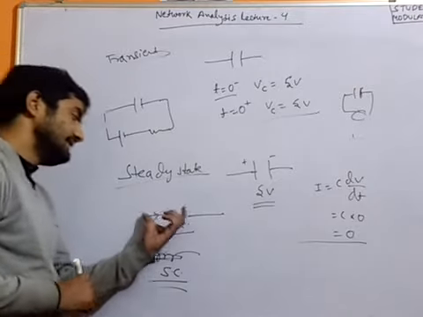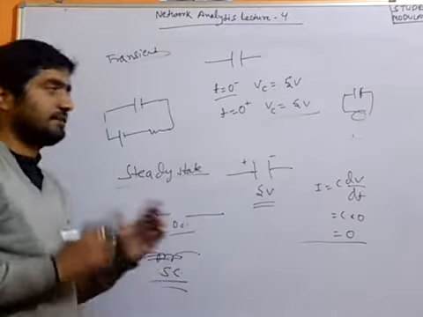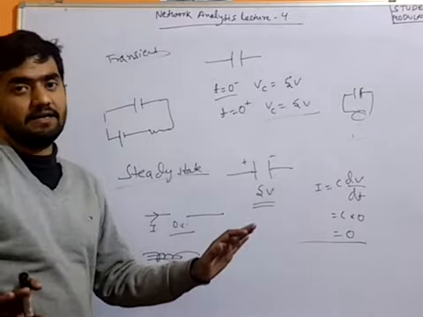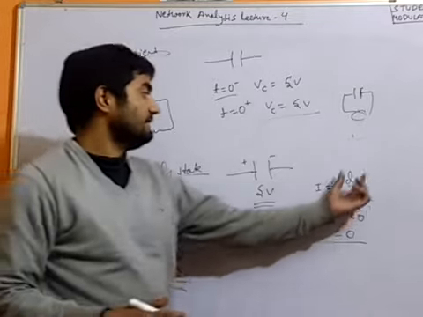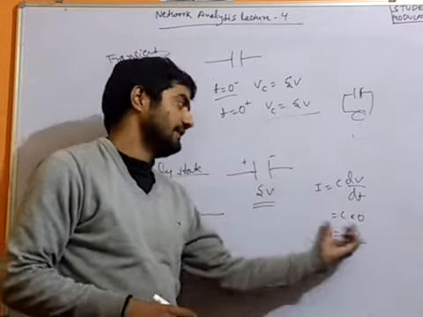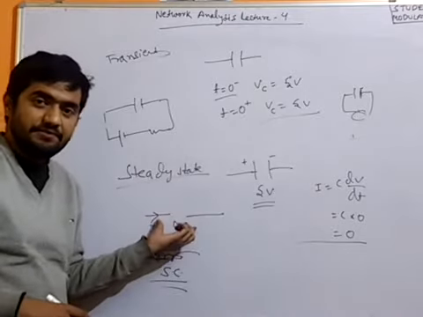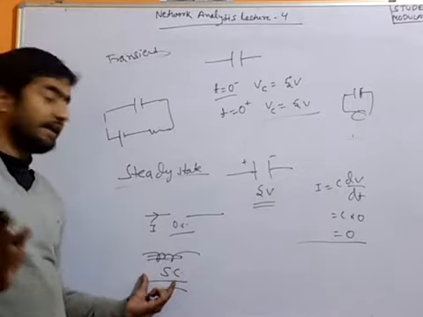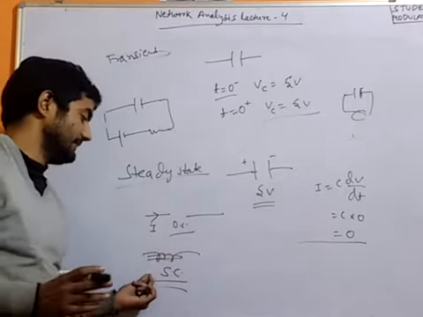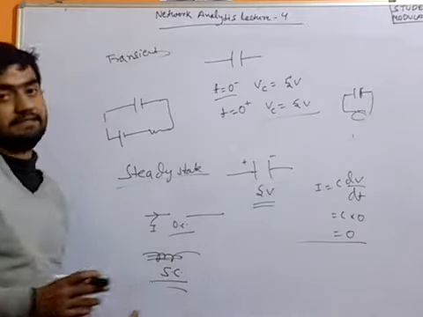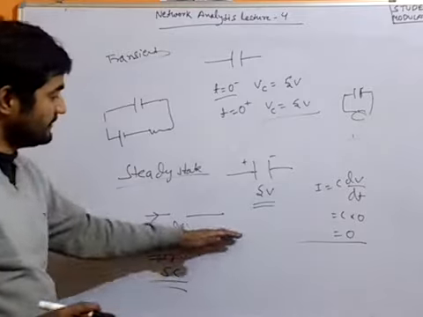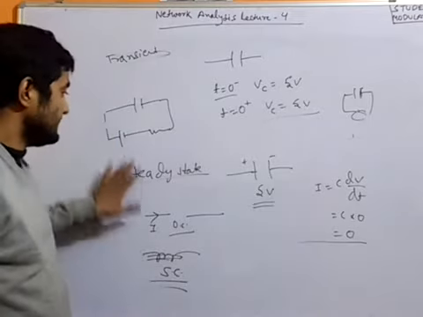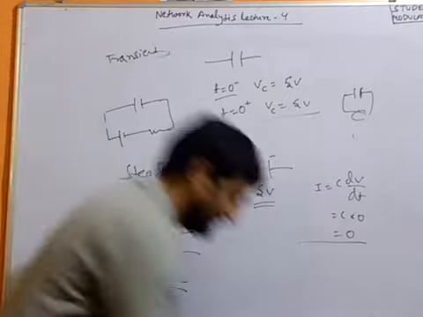So at steady state the capacitor will behave like an open circuit because it has been charged up to some voltage, and then after that there is no change in charge and no change in the voltage. So dV by dt will become 0, and so the current through it will be 0. It means that will be the open circuit. And as defined in the earlier class, the inductor will behave like a short circuit at steady state. So at steady state the capacitor is an open circuit, and the inductor is a short circuit. That's all about the transient and steady state analysis of the capacitor.